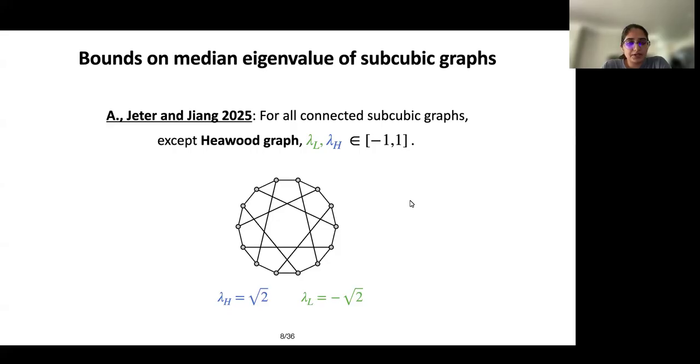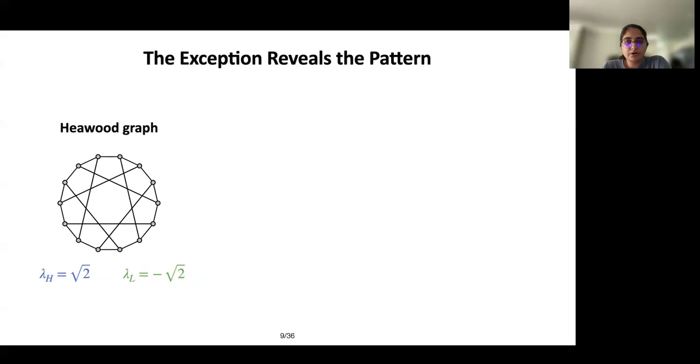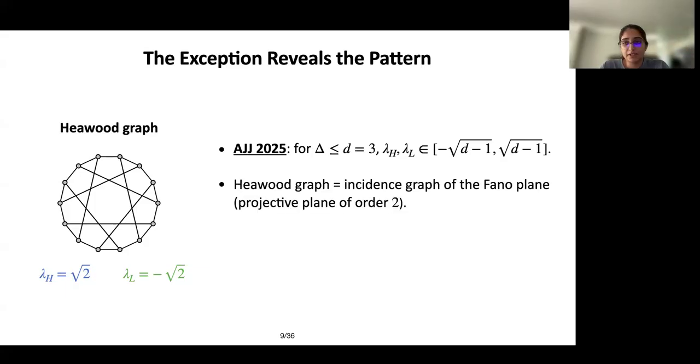Let me bring your attention a bit longer to this exception, that is, the Heawood graph. If I want to include this exception in my result, I would restate it something like this. I would say that whenever my largest degree is bounded above by D, which is equal to 3, the median eigenvalues would lie in the range from minus square root of D minus 1 to square root of D minus 1.